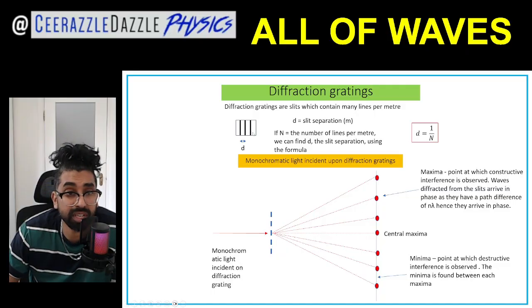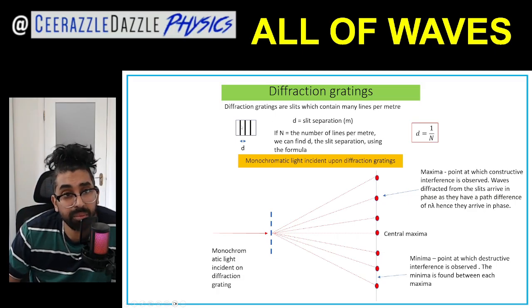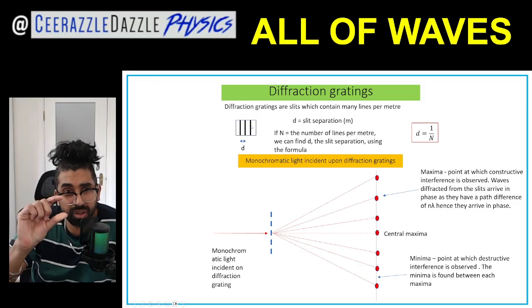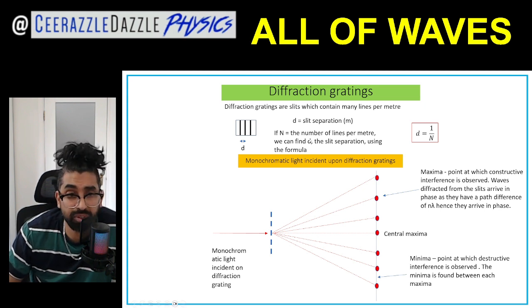Diffraction gratings, right, so rather than just having two slits, we can have many slits now. So diffraction gratings are simply when there are loads and loads of slits, many lines per meter. So now over here we can see the slits. Let's say we've got loads of them within a small unit of area. Lowercase d stands for the slit separation. They usually give you the value of n, which is the number of lines per meter.